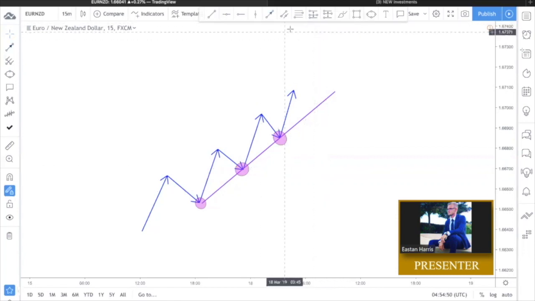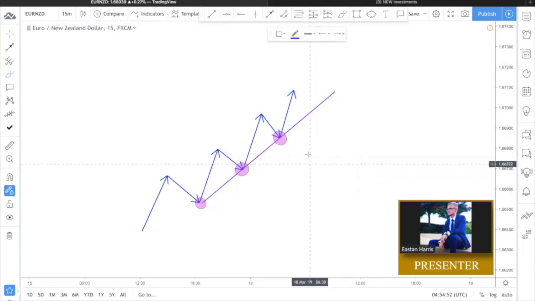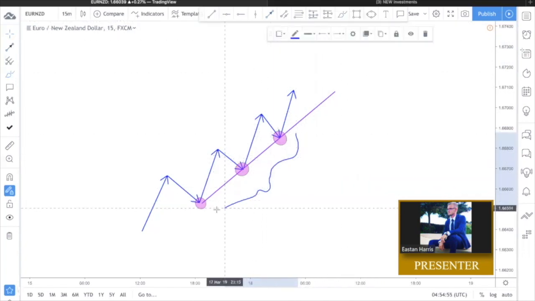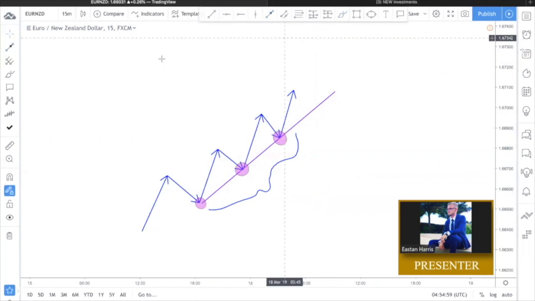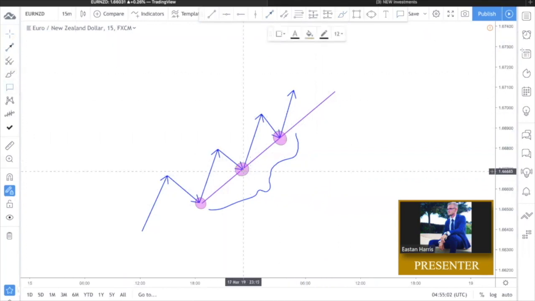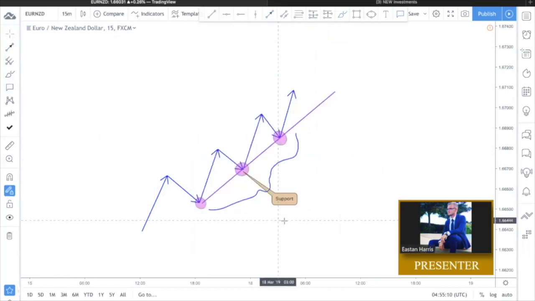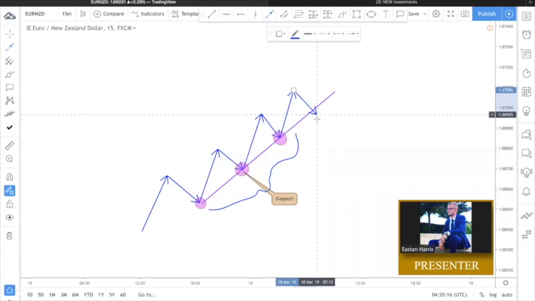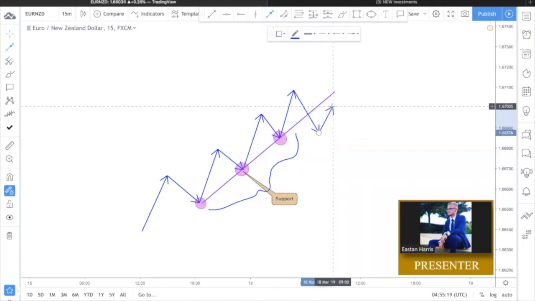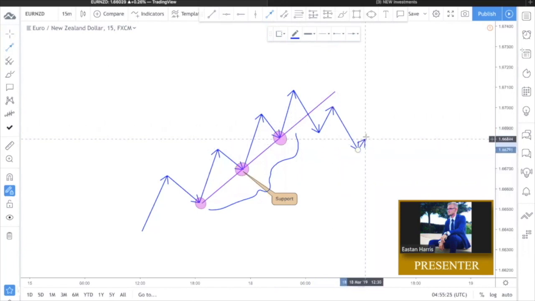Okay, so right now, all through this area right here, the trend line is acting as support. So we have support within this whole entire area here. Very simple concept, right? Now, when this trend line breaks, the trend line then acts as resistance. And now we start a new trend to the downside.